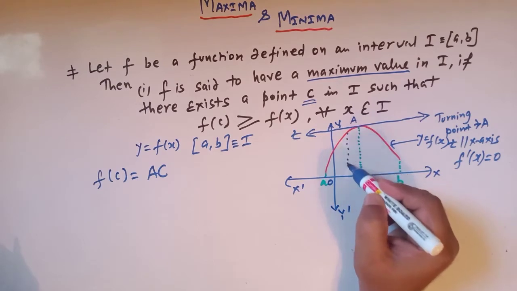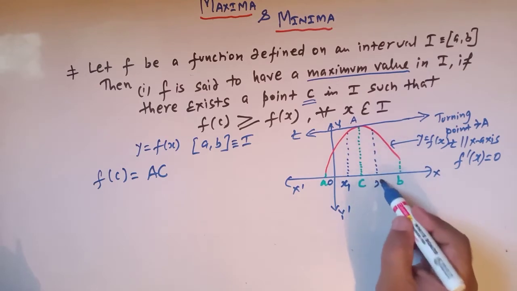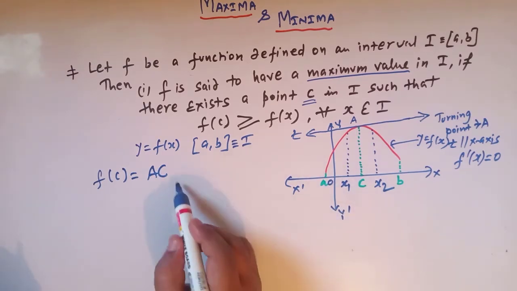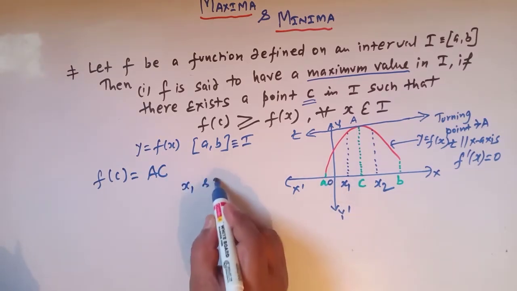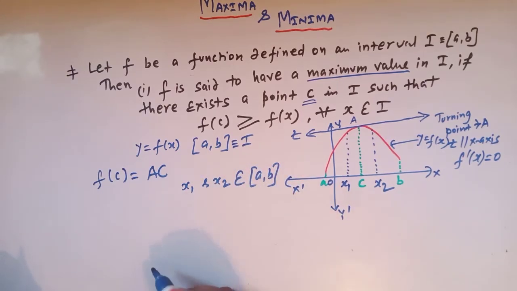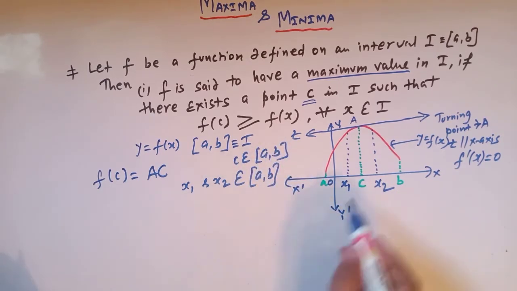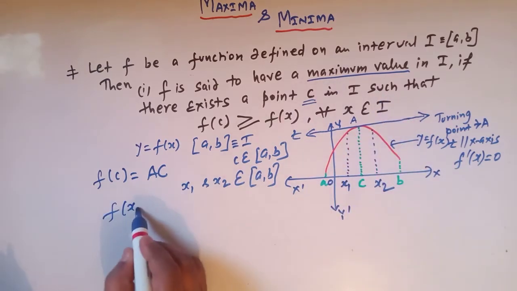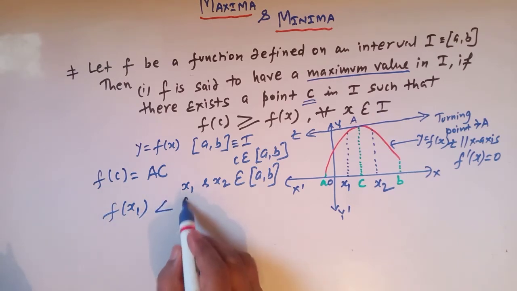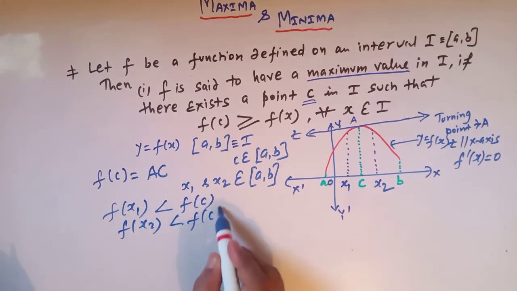So what does it mean? Let us say this point is x1 and this point is x2. Now viewers, it is clear from the figure that both x1 and x2 belong to this interval a comma b. C obviously belongs to this interval AB. Now what is f of x1? f of x1 is obviously less than f of c. Similarly, f of x2 is less than f of c.